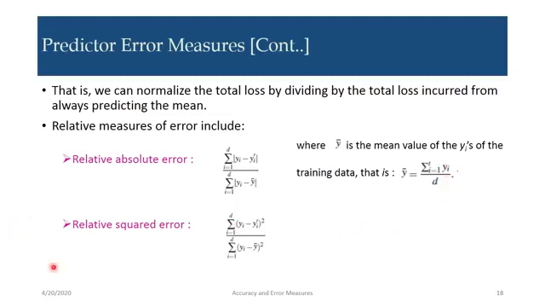Like that, relative squared error is the summation of i equal to 1 to d of (yi minus yi') squared, that is, a squared error we are using here instead of absolute error, divided by the summation of i equal to 1 to d of (yi minus y mean) squared. So in squared manner we are dividing by the squared difference between the actual response value and the mean of the response value. Then we calculate the root relative squared error as well.